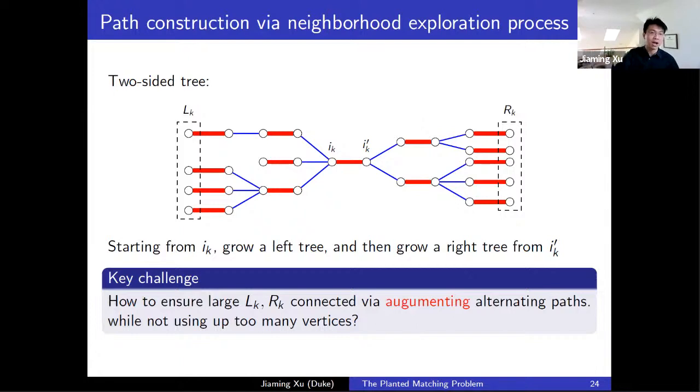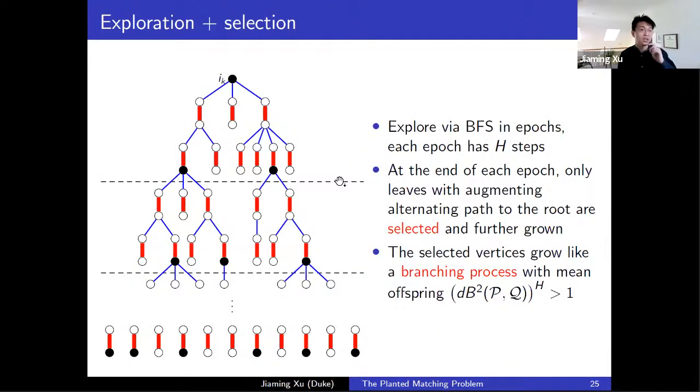And then in the remaining graph, I'm going to extract another two-sided tree and repeat that. So I want to be able to extract many such two-sided trees, ideally without using too many vertices in constructing each one. But if you just do the natural exploration process, unfortunately you will end up using too many vertices. So that's why we came up with an idea called exploration and selection.